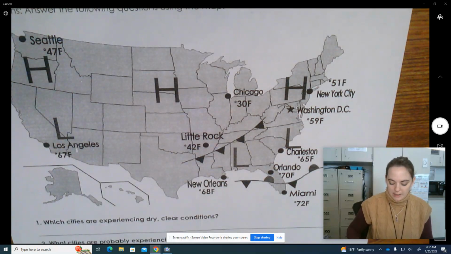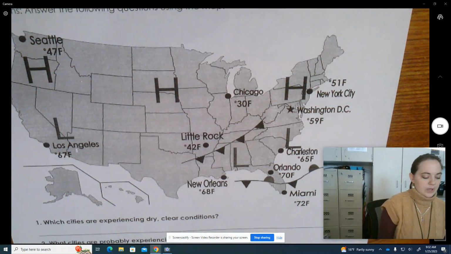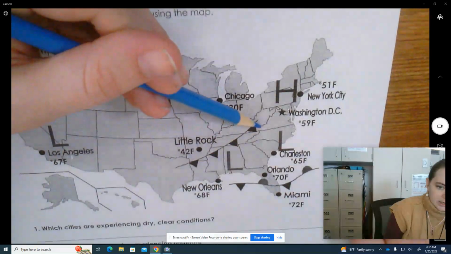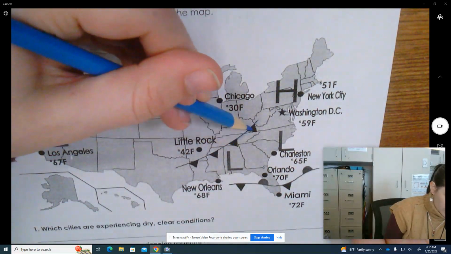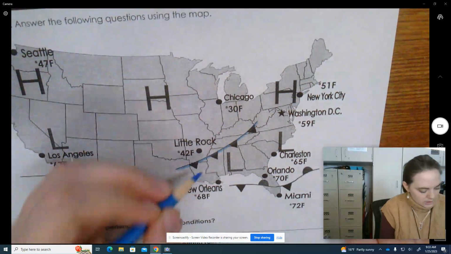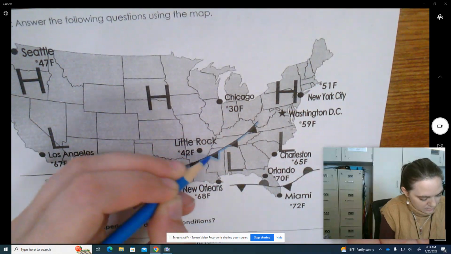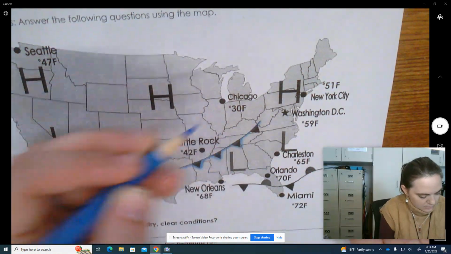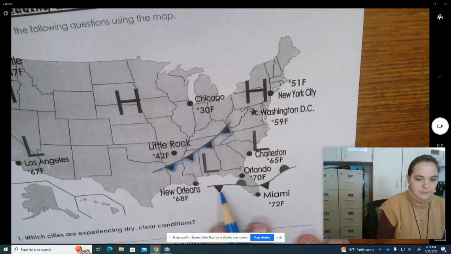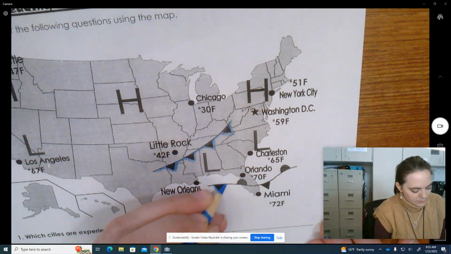Remember that we had cold front was the pointed tick marks, and that was in blue. So anywhere where these blue tick marks are, like right here, we're going to shade that in blue. And also those tick marks. There's also some tick marks down here that are pointed, so we're going to color those blue.